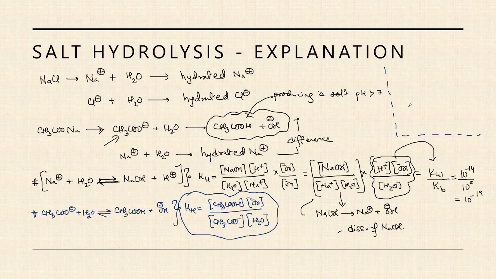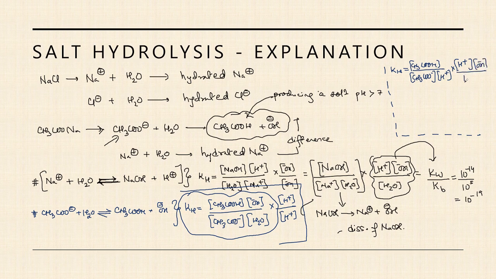What will this come to? What I do is I take KH. So I multiply this with H plus and divide this with H plus. I would be able to split this whole equation into two parts. I'll be splitting this into CH3COOH divided by CH3COO minus times H plus, and H plus OH minus divided by H2O.